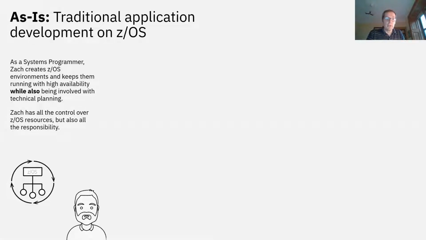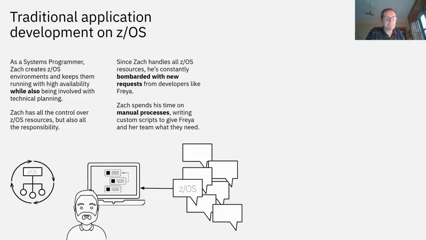So I'm going to start. If you were on Rob's session earlier, you will have heard them talk about IBM design thinking and personas. So let's meet Zach, the systems programmer. Normally we talk about Stan, the CICS systems programmer, but I think Zach is a more generic systems programmer, so he doesn't just do CICS, he does z/OS, IMS, Db2, he does everything. And he has control over all z/OS resources and the responsibility.